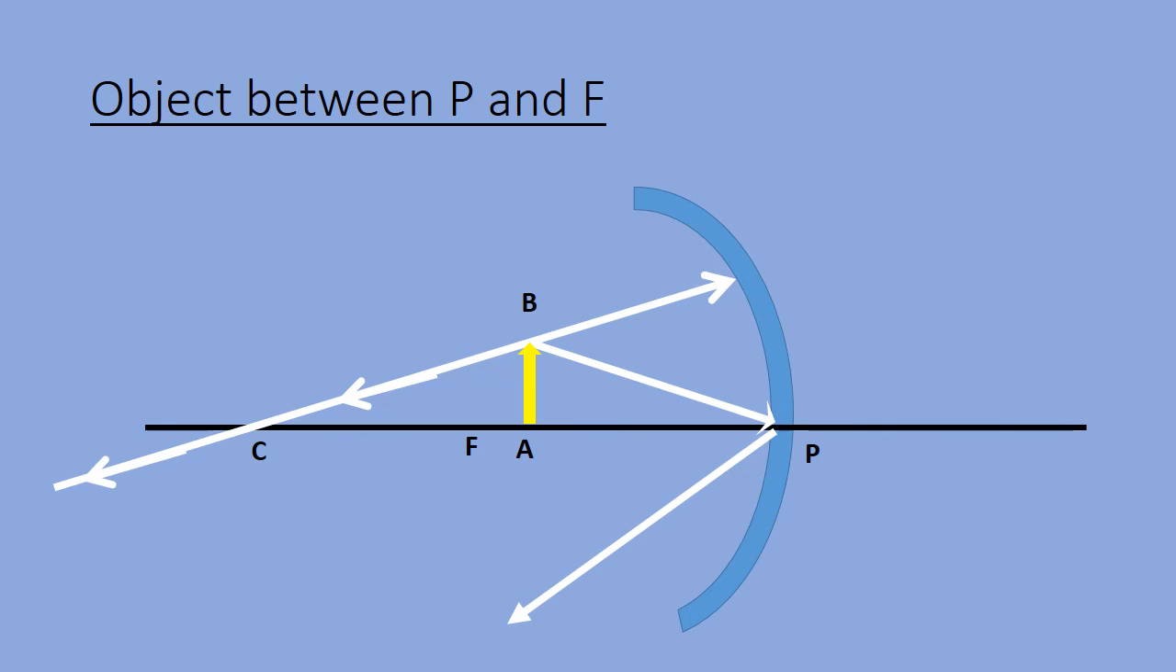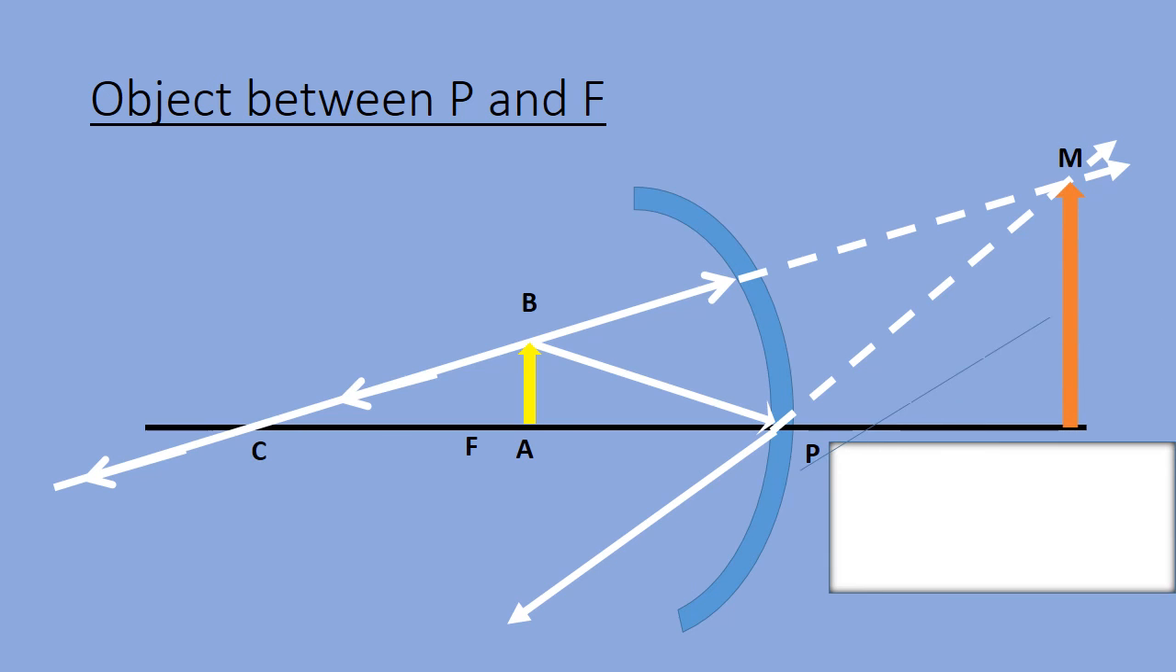Now, as we can see from the image, both these reflected light rays do not meet anywhere. Therefore, we retrace them backwards and they meet at a point M. We'll get a final image at this point behind the mirror. In this case, the image is formed behind the mirror. It will be enlarged and it will be virtual in this case.